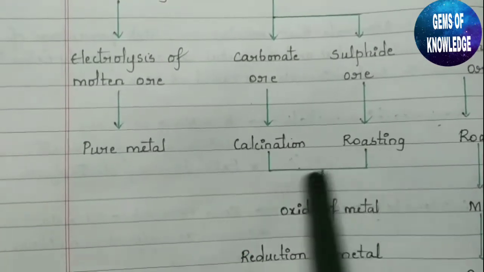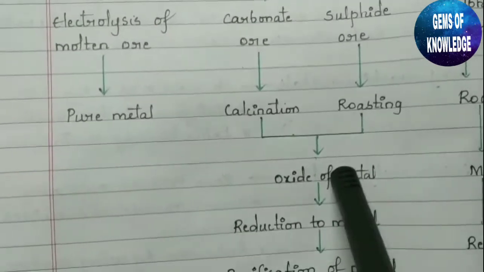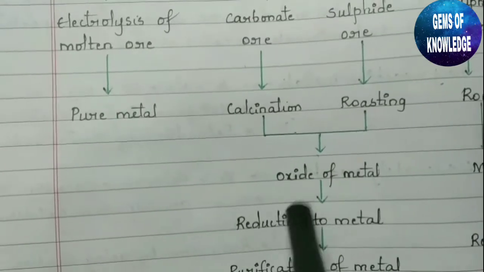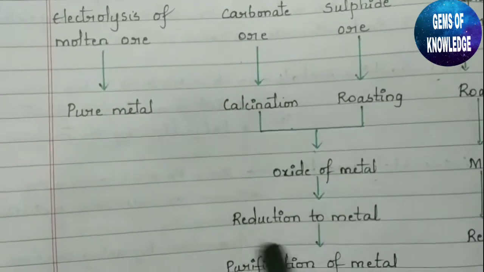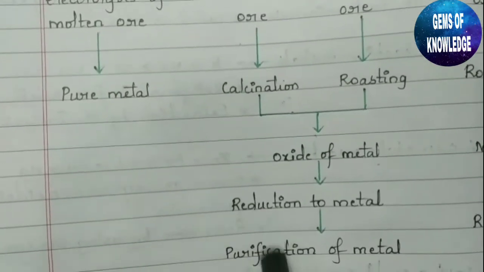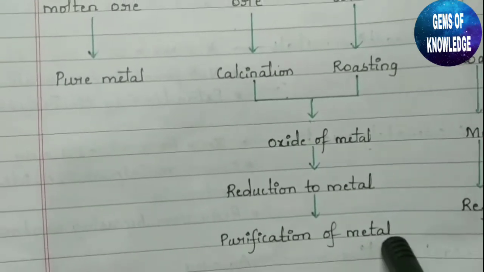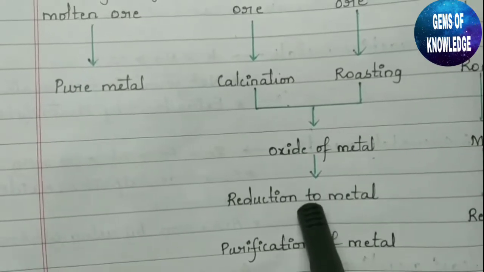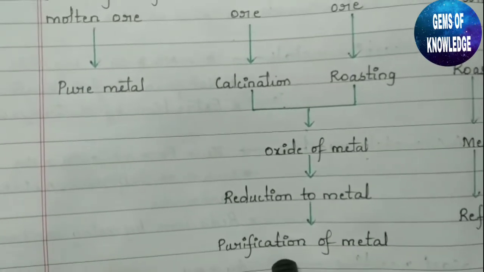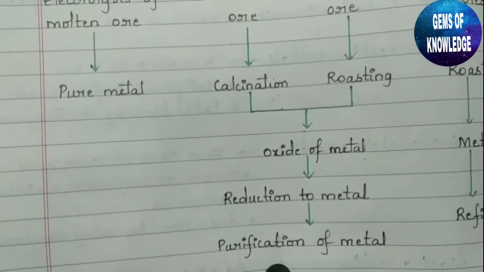After we get the oxide of that metal, the metal oxide will be reduced. So we have to do the reduction process here, and after that we have to do the purification of that metal. After the metal has been reduced, it will be purified and we are going to get the pure metal.